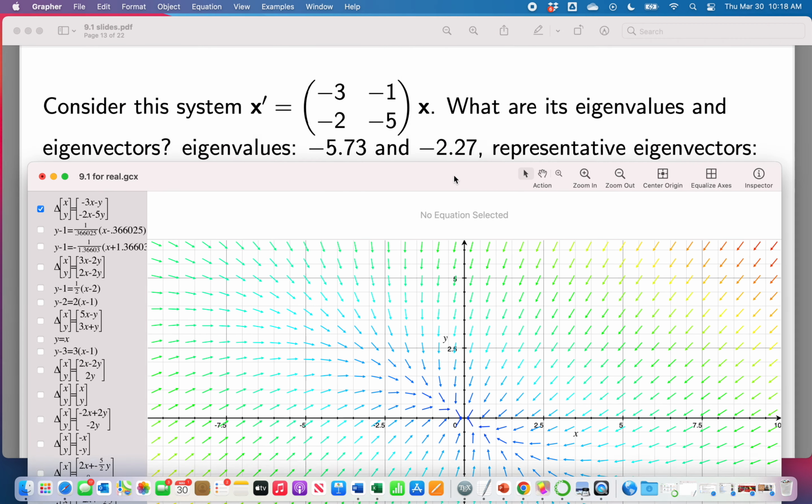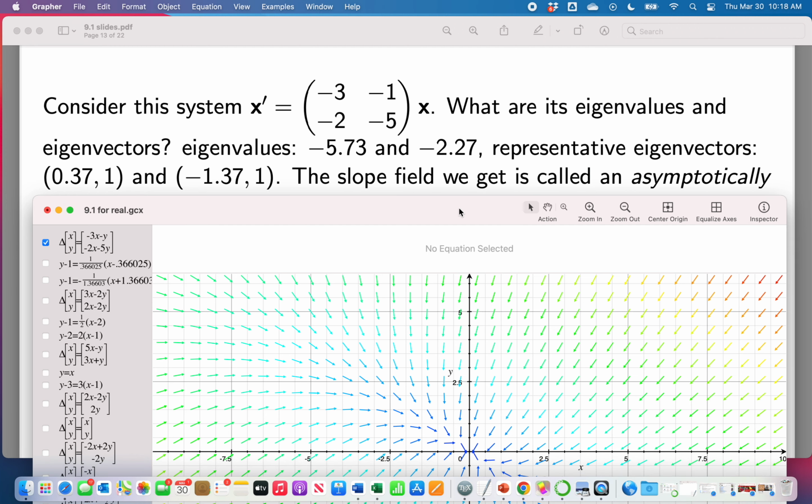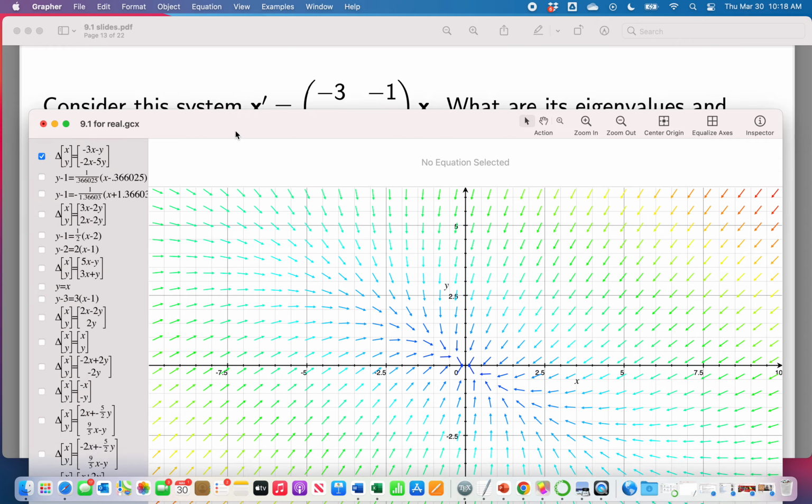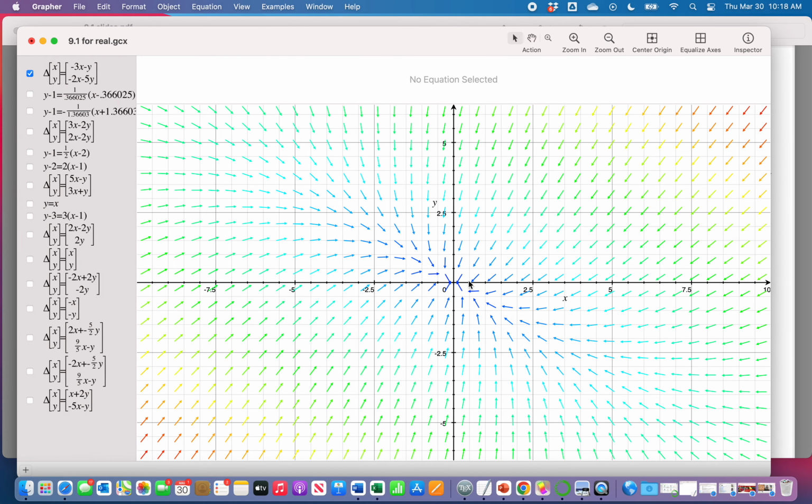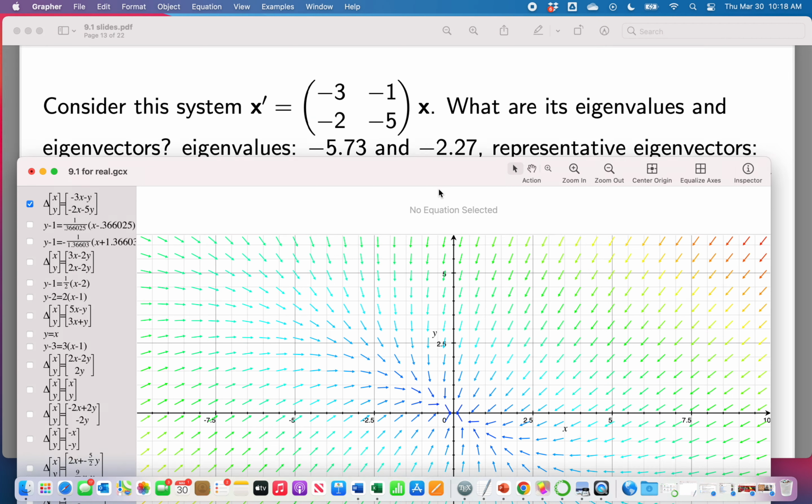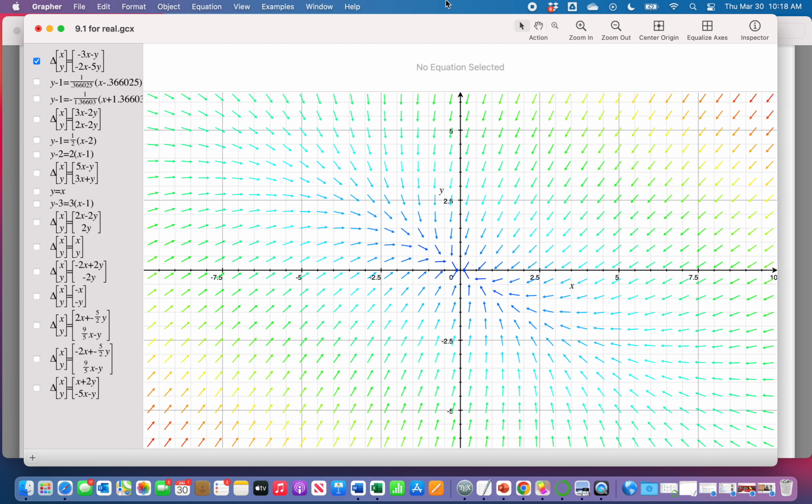It's illustrated in this picture, but let me put up the eigenvectors. 0.371, so what would that look like? Over 0.37 and up 1, so it's an arrow kind of like this. Over, up. And then the other one was negative 1.371. I'm going to put both those vectors in just as lines.